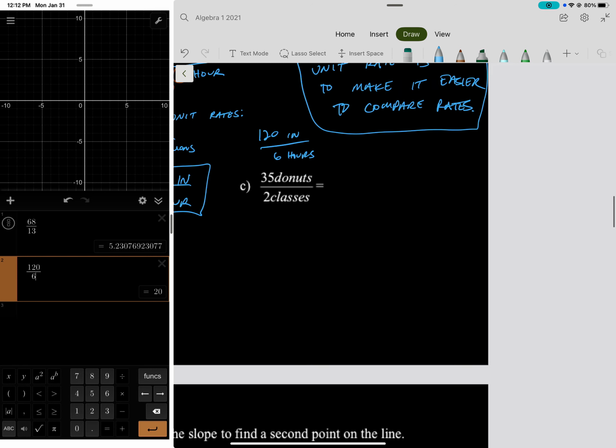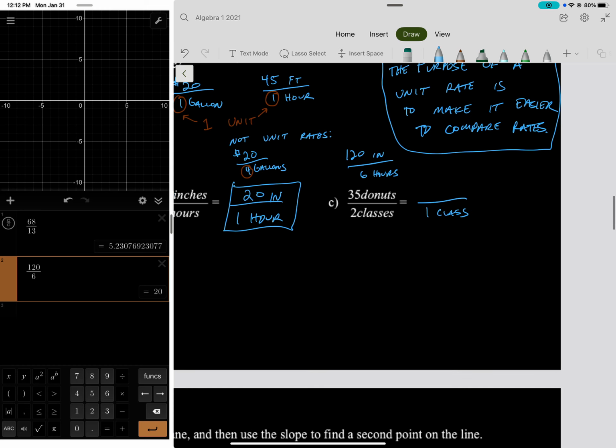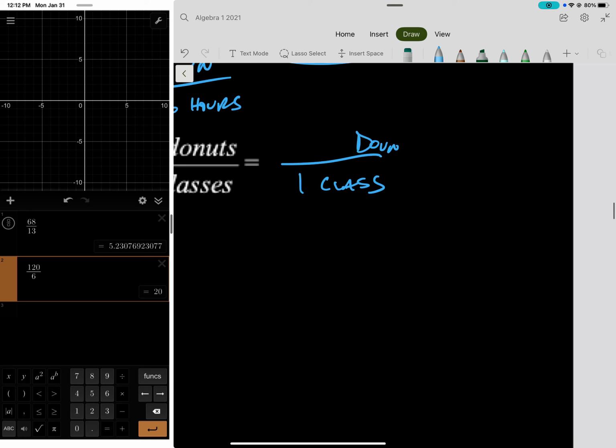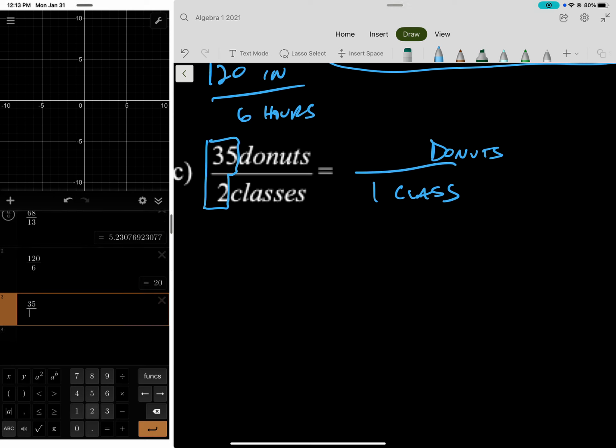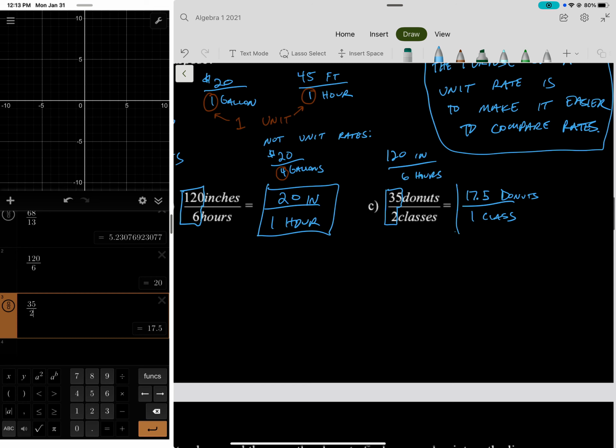That's the unit rate, $5 per 1 gallon. Over here, I have 35 donuts in 2 classes. So that means for 1 class, how many donuts do I need to buy per class? I know I'm going to have a number of donuts. Whoops, I put a U in there. I'm spelling it all old school. I can do the division, the 35 divided by the 2. 17.5 donuts per class. All right, so those are my unit rates.